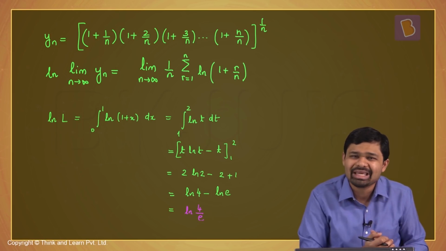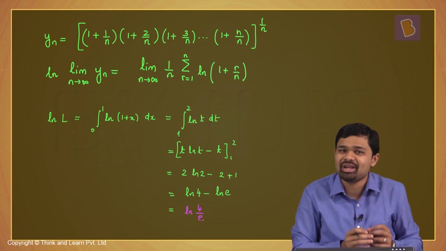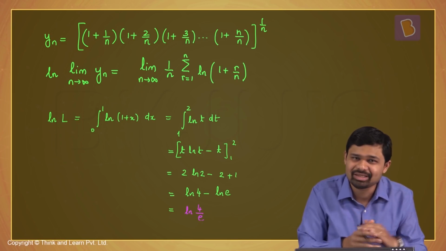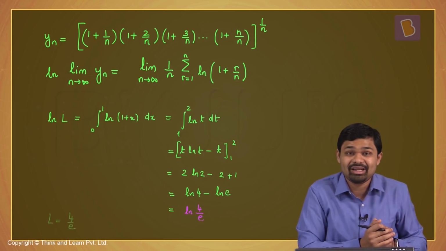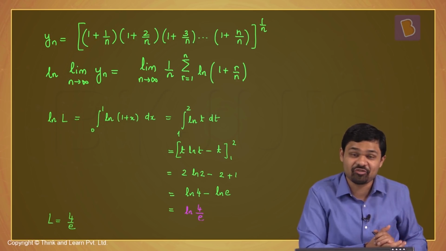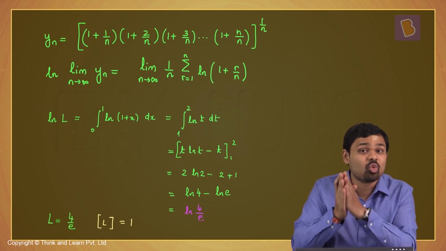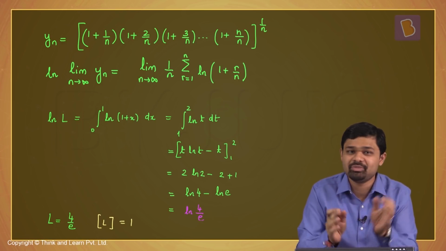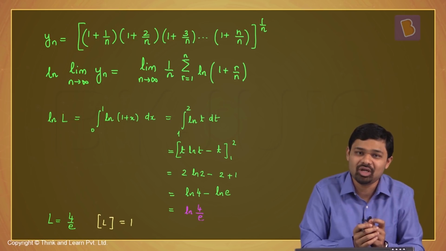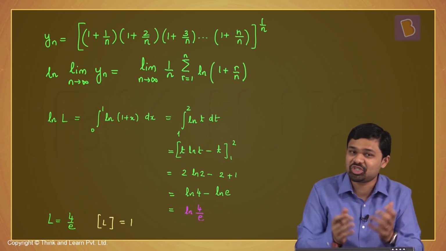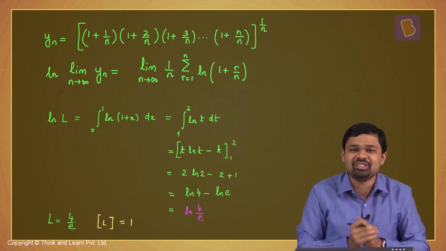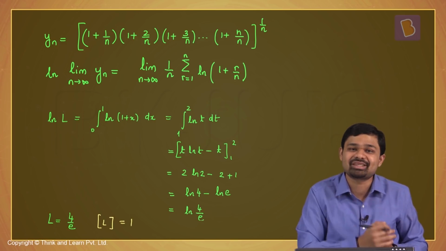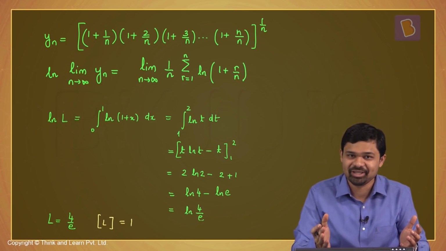Now 4 by e is a number which is slightly more than 1, right? e is 2.71, 4 divided by 2.71 is 1 point something. So L, which is 4 divided by e, when you take the greatest integer of it, you end up with 1. So 1 is the correct answer to this numerical question. Not a very simple question, but if you knew the Riemann sum concept, then you could actually solve this question and get full marks for this particular numerical kind of question. A very interesting question from limits, continuity and differentiability.